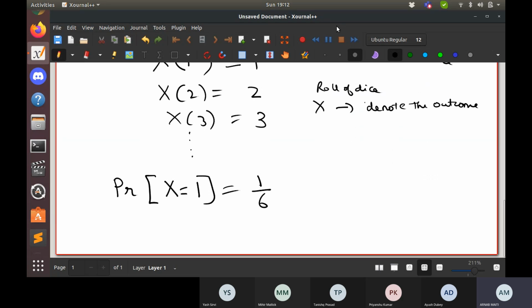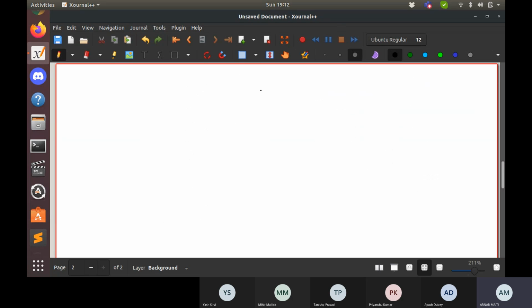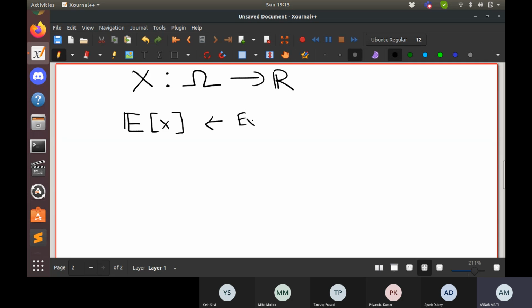Okay, now what I'll define now. Suppose we have a random variable, which maps the elements in sample space to real number space. Then we define something called expectation of X. Now, you can consider the English meaning only.